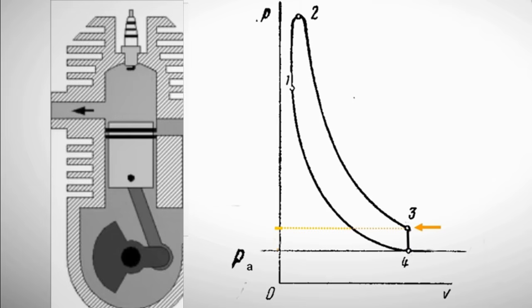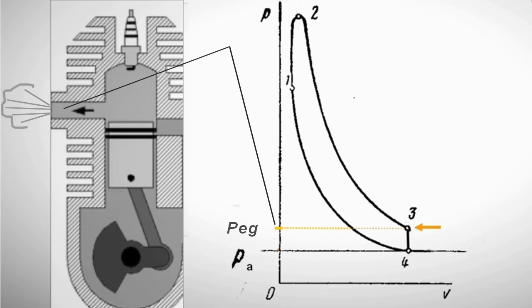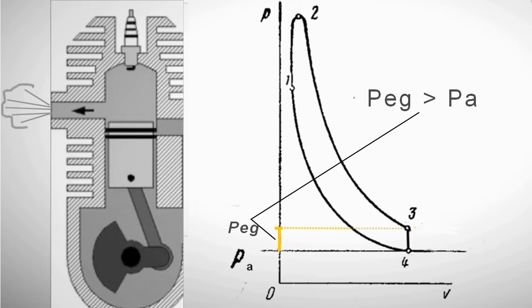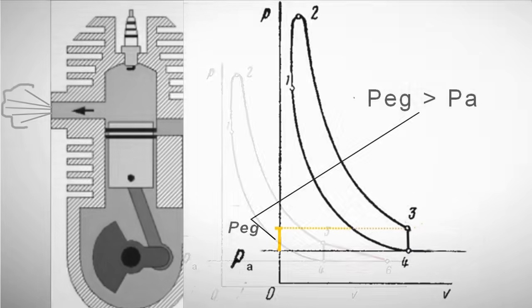But let's return to point 3. As you can see, the moment the exhaust valve opens occurs well above atmospheric pressure. The gases have not yet fully expanded and still contain some energy at the moment they must escape while still under pressure. Is it possible to convert this residual energy of the gases into useful work rather than lose it?